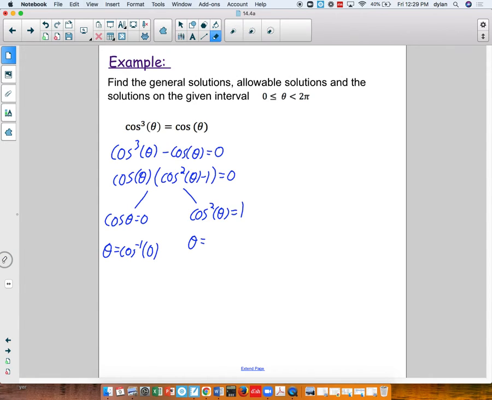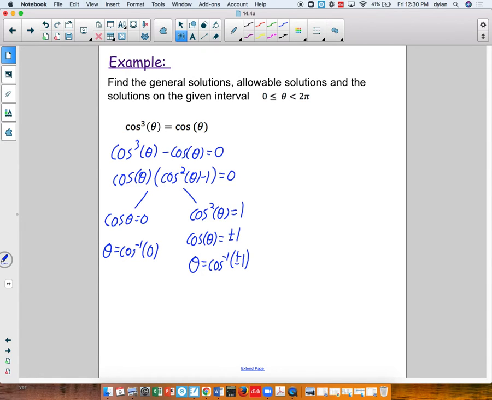And on the right side, I guess I should take the square root first here. So we'll say cosine theta equals the square root of 1. The square root of 1 is plus or minus 1. And then we'll take the cosine inverse, so cosine inverse of plus or minus 1. So now let's think a bit about our solutions.